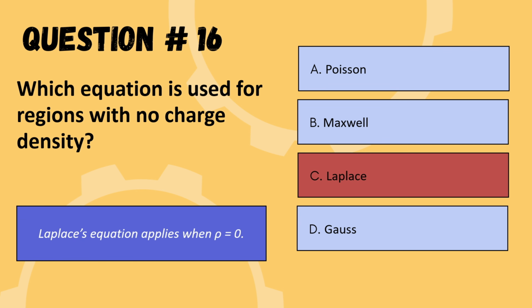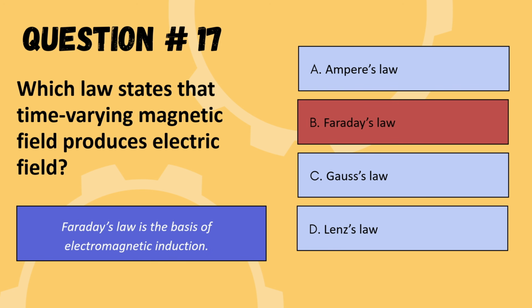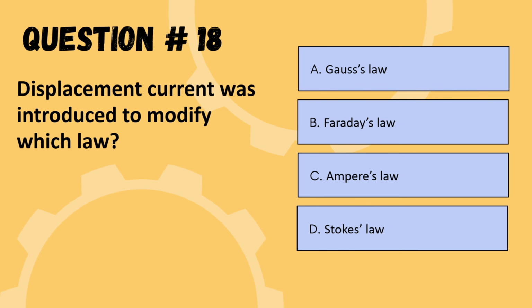So we are moving to the next question. Next question is, which law states that time varying magnetic field produce electric field? Options are Ampere's law, Faraday law, Gauss law or Lenz law. So the correct option is option B, Faraday law. So we are moving to the next question. Next question is, displacement current was introduced to modify which law? Options are Gauss law, Faraday law, Ampere's law or Stokes law. So the correct option is option C, Ampere's law.